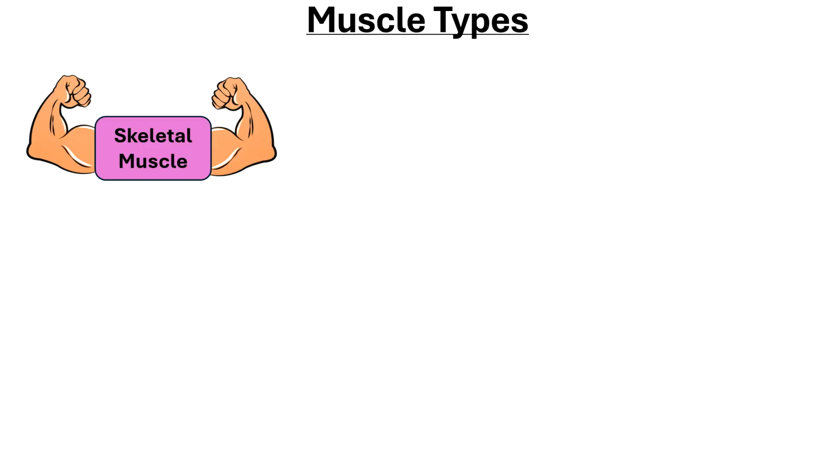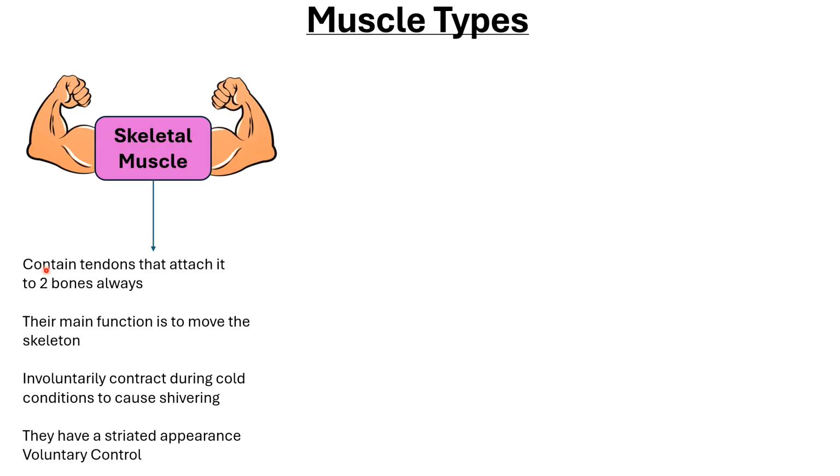Skeletal muscles are the most common in the human body, and their function is essentially to generate force via the use of contractile proteins. This force is then used by tendons that help them move the bones. They involuntarily contract during cold conditions, as we saw before from the shivering, and they have a striated appearance.